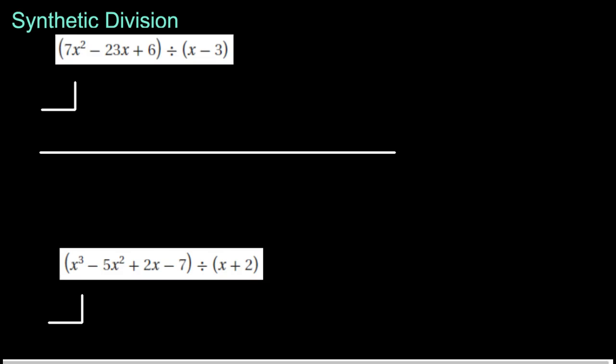Whatever makes the stuff you're dividing by, so like we're dividing by x minus 3, whatever makes that 0 for x, which would be 3, we put that in this little box over here.